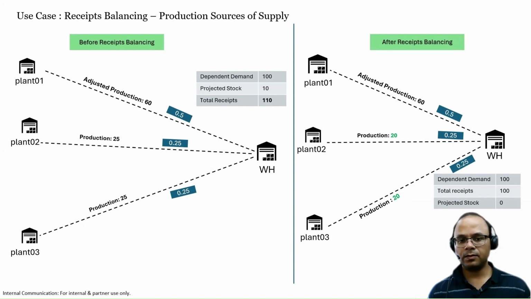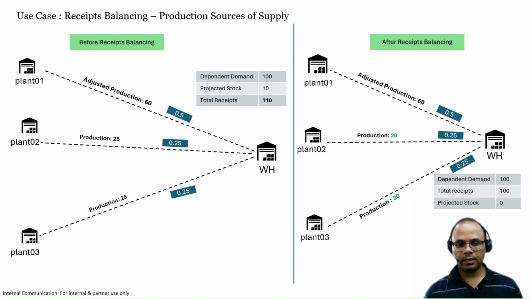But if we do the receipts balancing, what it will do is have 60 units from plant 1, that's for sure. But then it will balance the rest of the amounts between the two plants, plant 2 and plant 3, with 20 units each. So let's see how it goes.